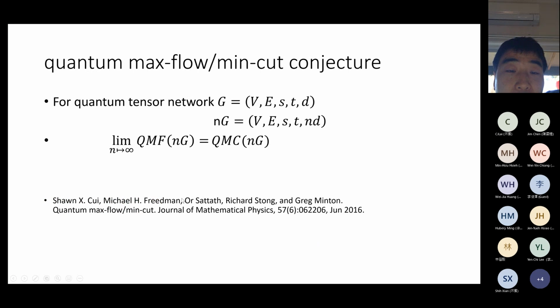And so they provide a conjecture that for any quantum tensor network G is V, E, S, T, D, they define NG as another quantum tensor network, which is V, E, S, T, ND. And they conjecture that as n goes to infinity, the quantum max flow of NG equals the quantum min cut of NG for any given quantum tensor network.